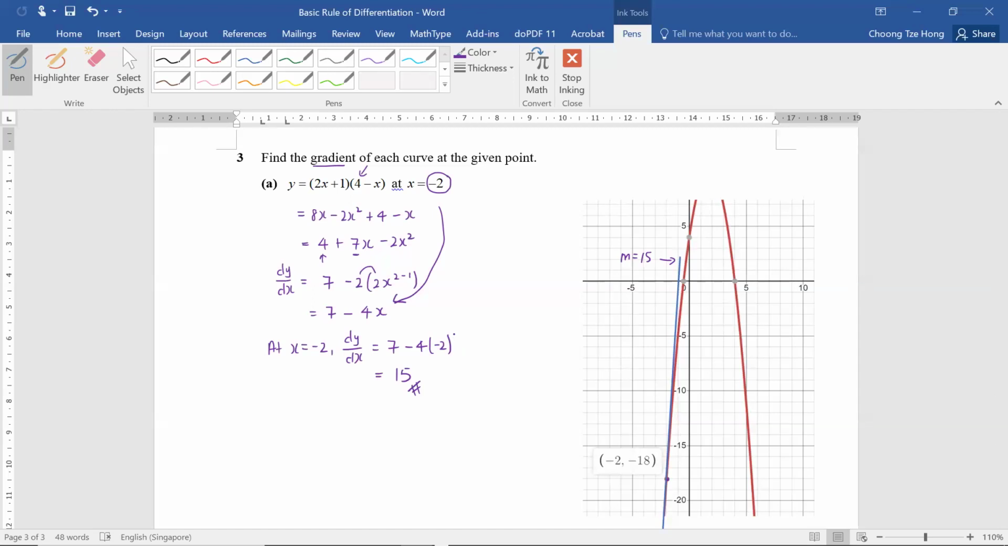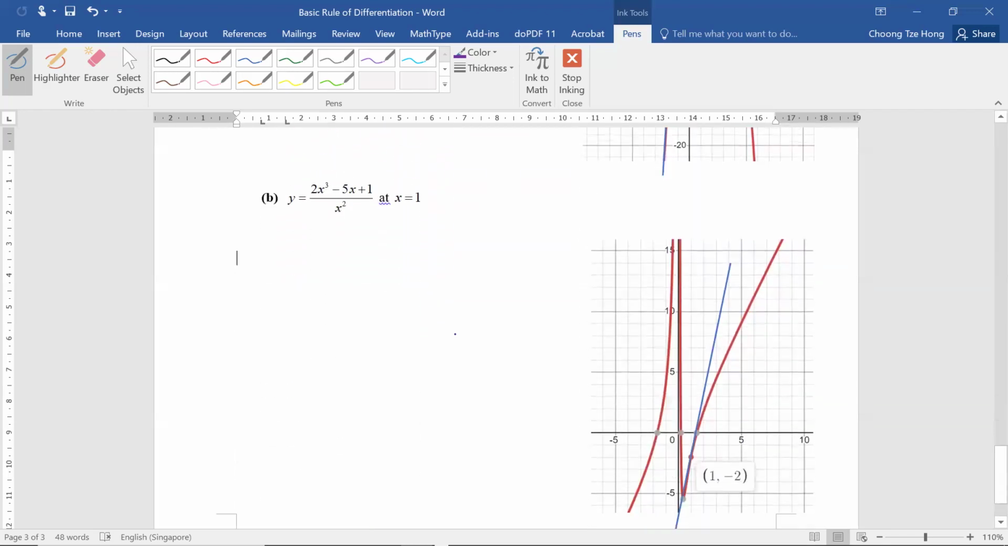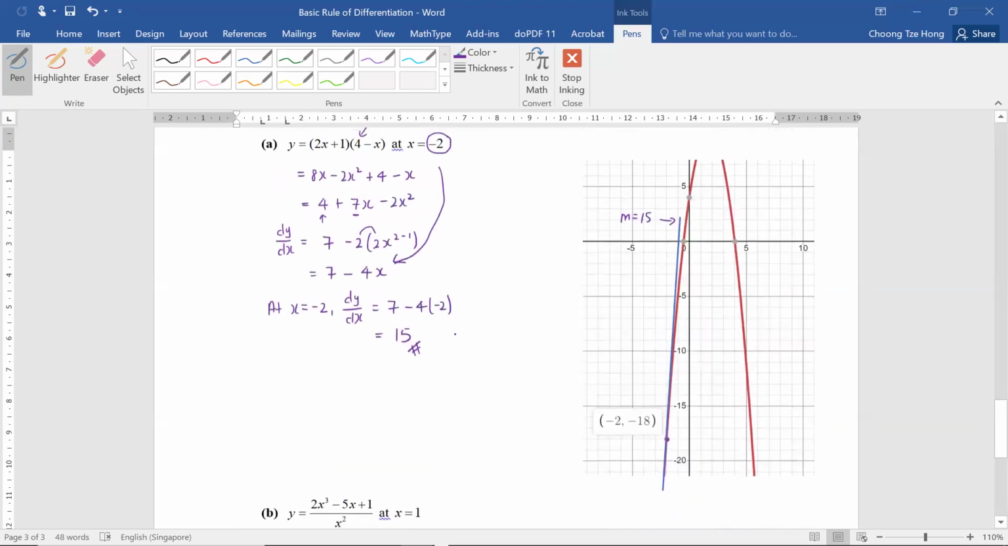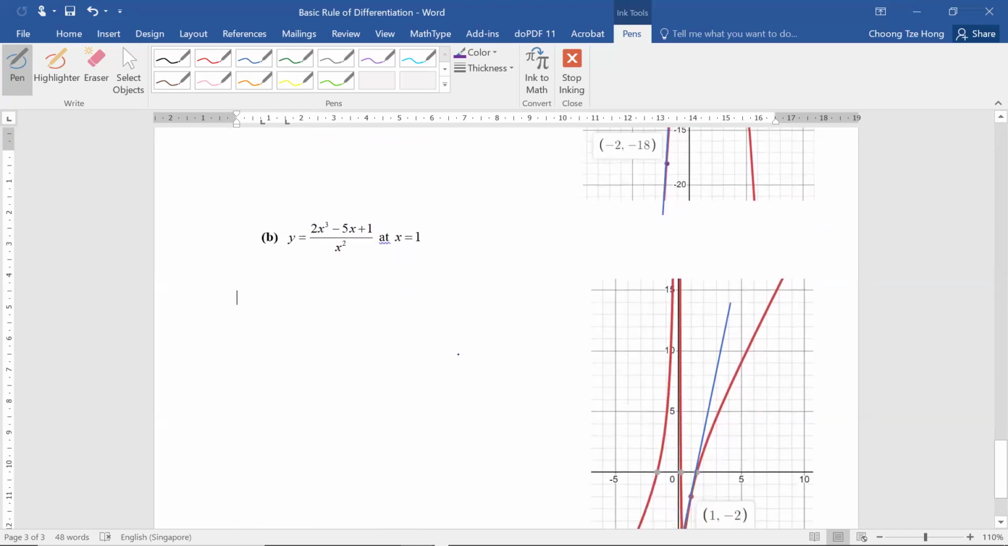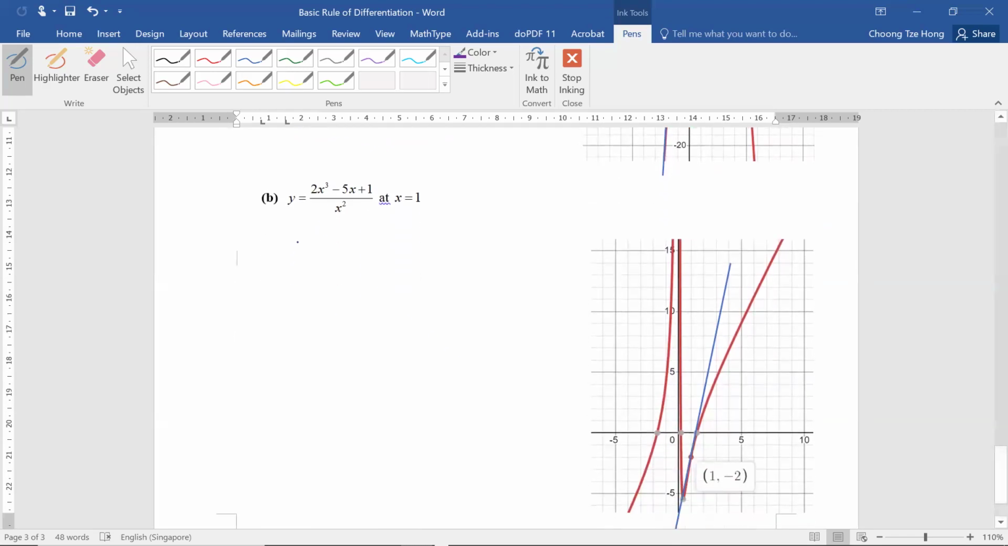Let's move on to one last question. For this one, you're asked to find the gradient of each curve at x equals 1. So find the gradient of this curve at x equals 1. Let's prepare the function for differentiation. You split it up: 2x cubed over x squared minus 5x over x squared plus 1 over x squared. So this becomes 2x minus 5 over x plus 1 over x squared.